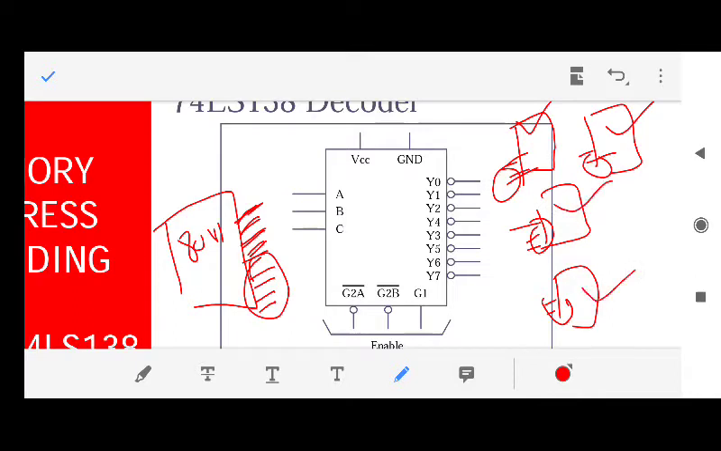You will use this decoder. How to use this decoder? The lower 3 bits of address, if 4 are remaining, you will take only 3 because it is a 3 input decoder. So the lower 3 will be connected here. And the output pins will be connected to the CS. What is CS? The chip select pin of all the memories.